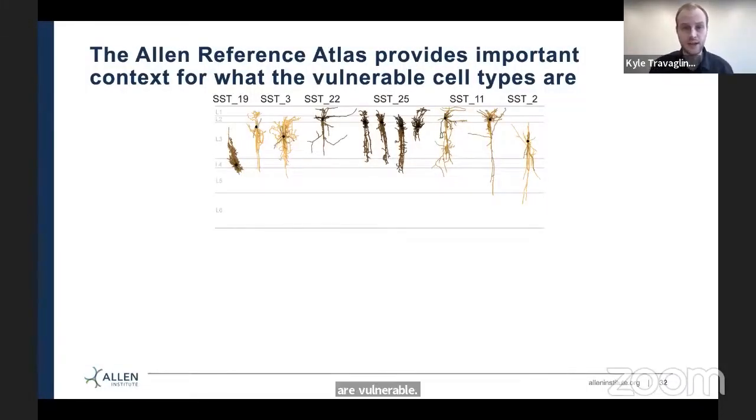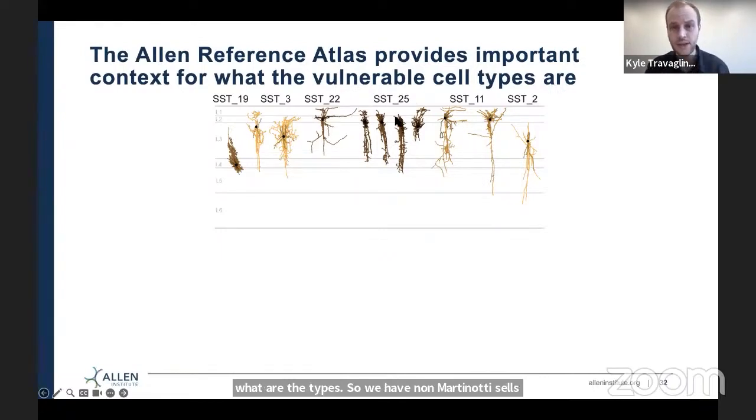And that lets us see what the types are. So we have non-Martinotti cells, sparse SST, but also the human-specific double bouquet cells were present. All of them were in supragranular layers, so they were all in those superficial layers next to the layer 2-3 IT populations that eventually were lost. But then we could also look at electrophysiological properties that were unique to them as well.